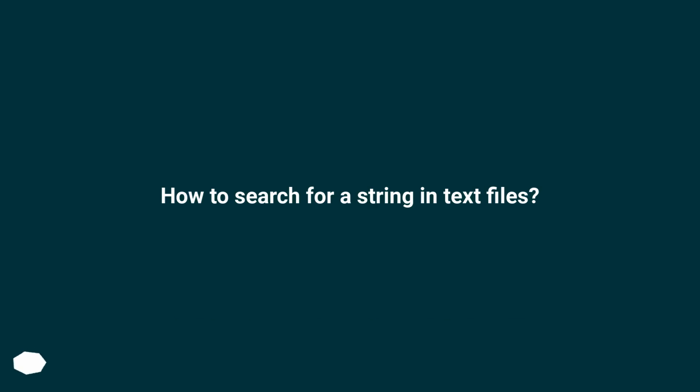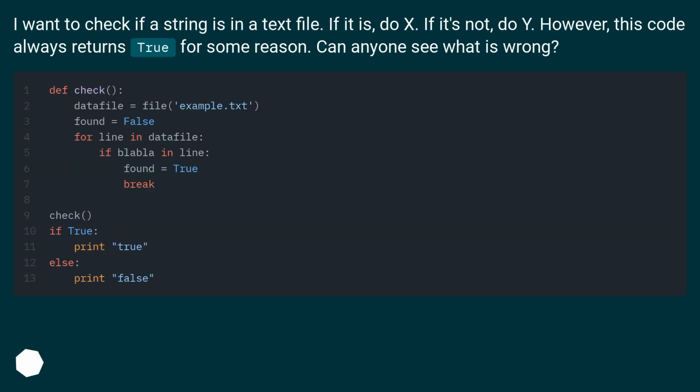How to search for a string in text files? I want to check if a string is in a text file. If it is, do X. If it's not, do Y. However, this code always returns true for some reason. Can anyone see what is wrong?